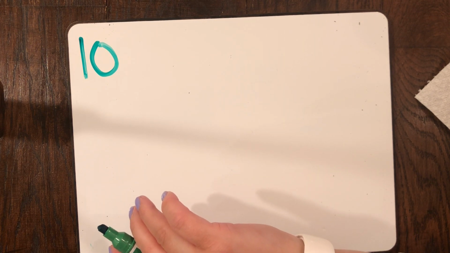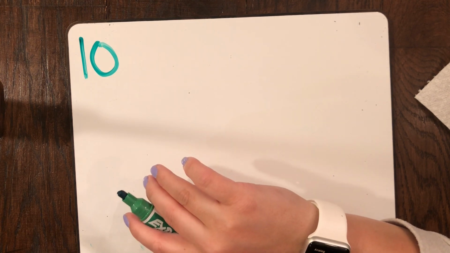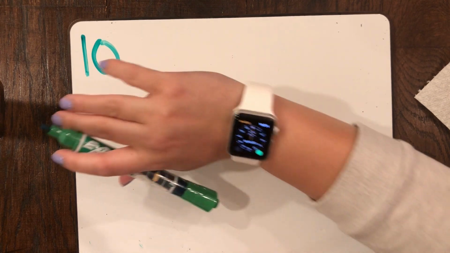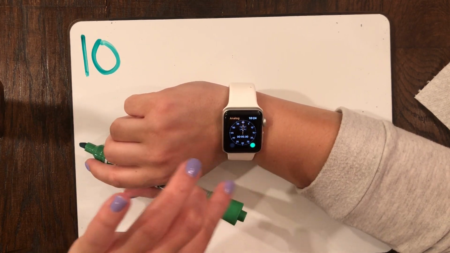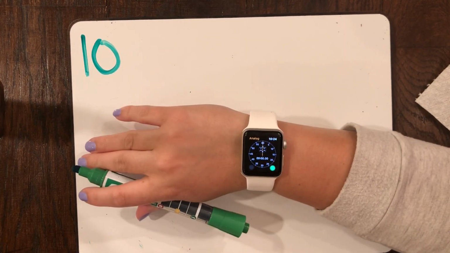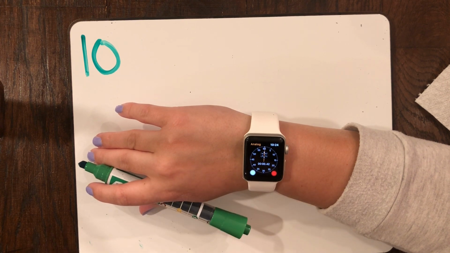When I say go, you have 1 minute to show me as many ways as you can to represent 10, okay? So I'm gonna start my watch. It's gonna be under here. I'm gonna give you 1 minute and you're going to represent the number 10 as many ways as you can. Are you ready? On your marks, get set, go.